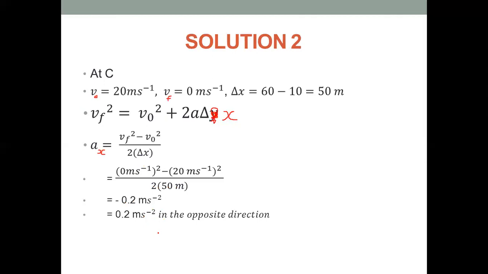Now remember, the acceleration is in the direction of the force that is opposing the motion. In this case, it is the frictional force, the friction between the tires and the surface, that opposes the motion. As a result, the car will slow down. Since the frictional force opposes the motion, the acceleration is in the opposite direction. So that is the answer of this problem.